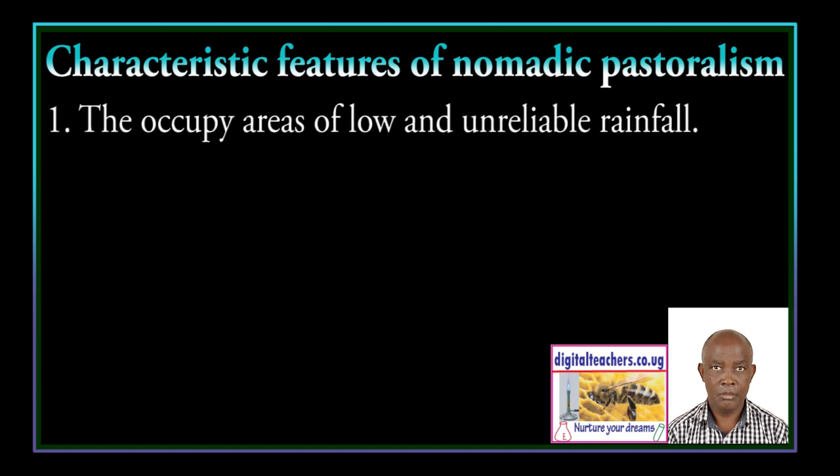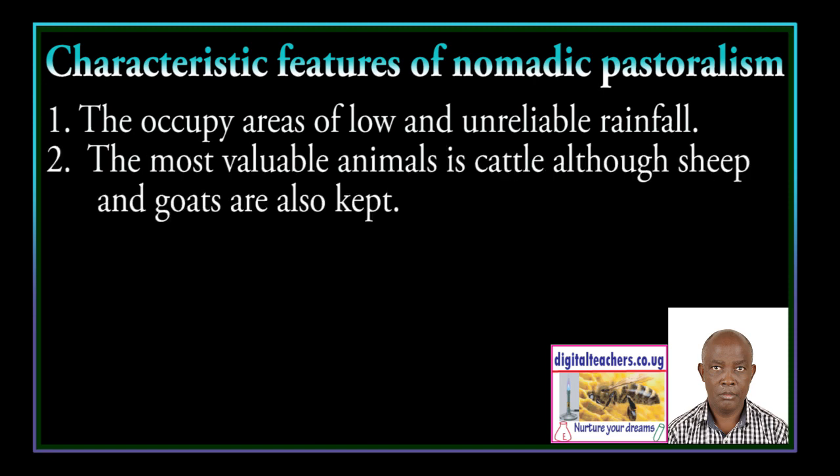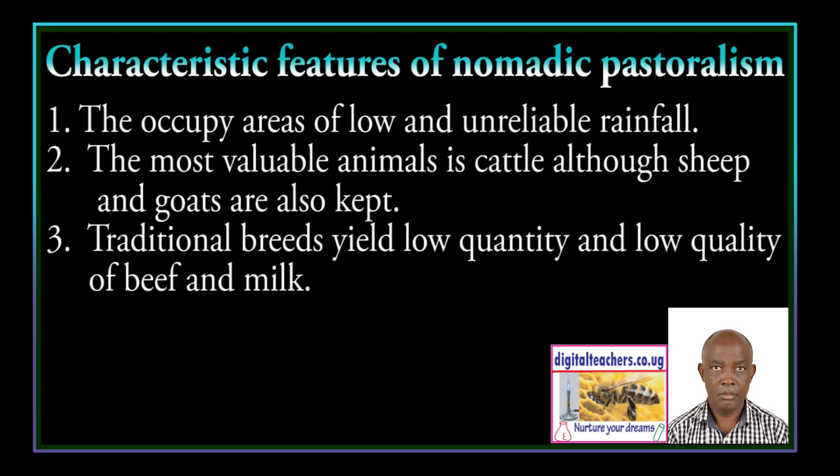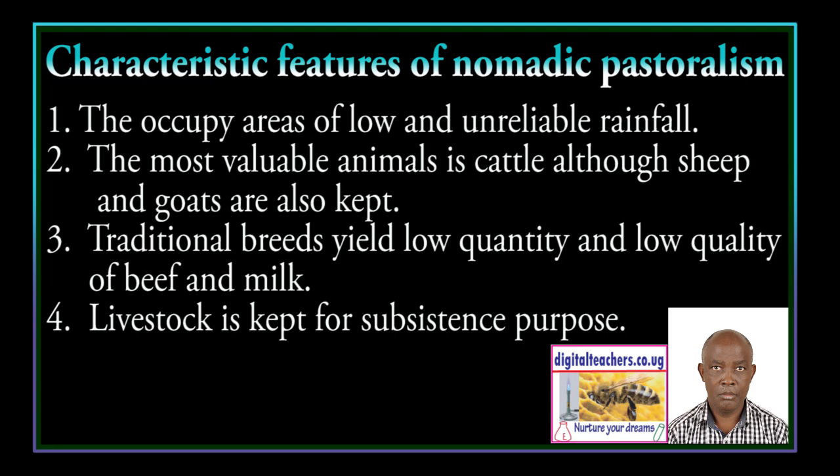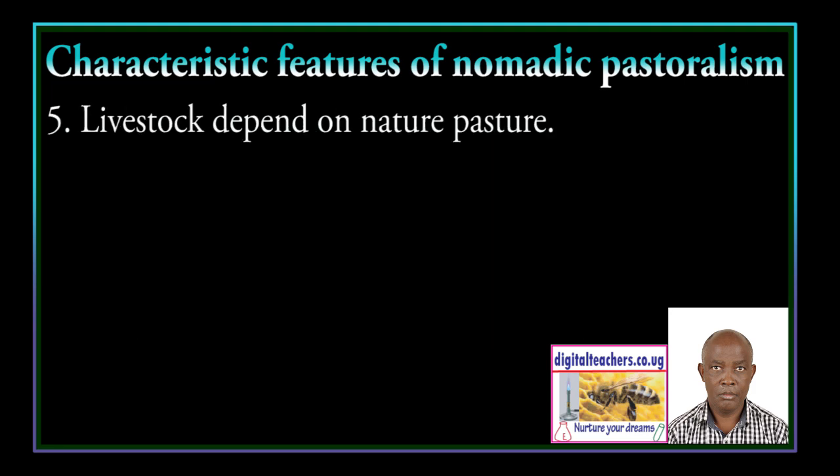Characteristic features of nomadic pastoralism. It occupies areas of low and unreliable rainfall. The most valuable animal is cattle, although sheep and goats are also kept. Traditional breeds yield low quantity and low quality of beef and milk. Livestock is kept for subsistence purposes. Livestock depend on natural pasture.